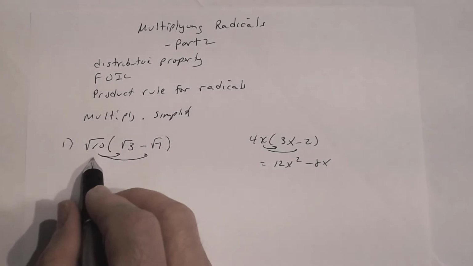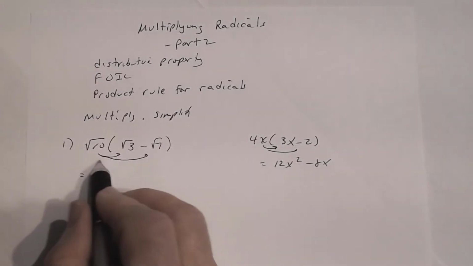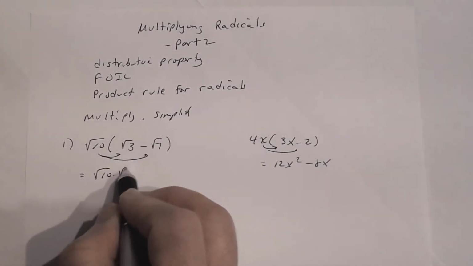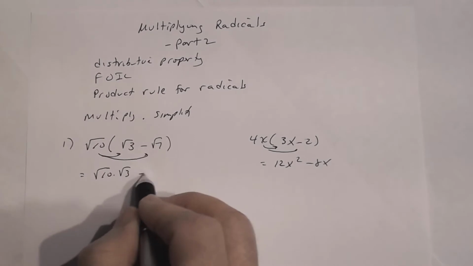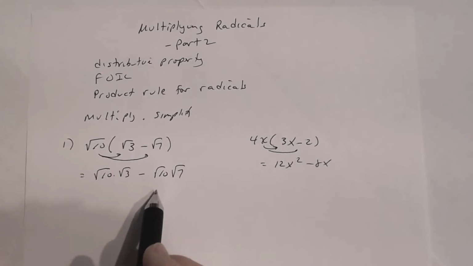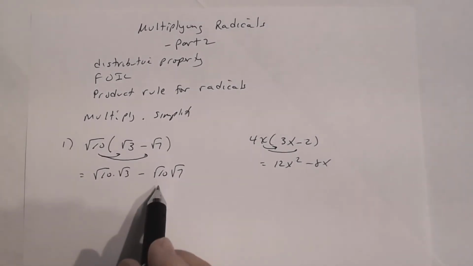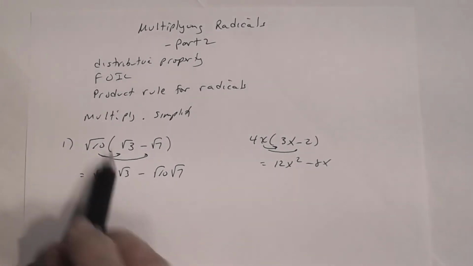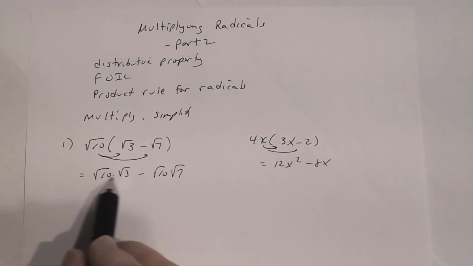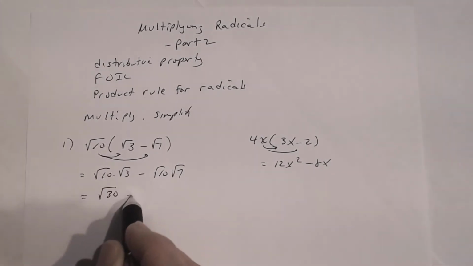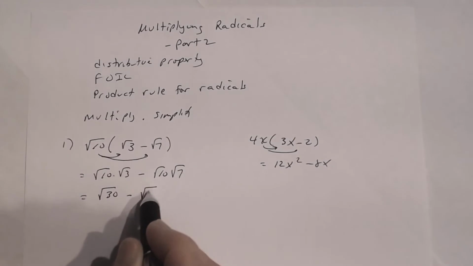The way I would do this is I would actually write out what I'm seeing. The square root of 10 times the square root of 3, minus the square root of 10 times the square root of 7. If you write it out, you visually see it, and then you tend to know what else to do after that. Now I'm going to use the product rule, which says I can rewrite this product as one square root. So this is the square root of 30, minus, and the same thing here, the square root of 70.